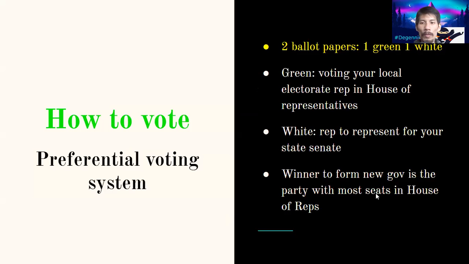So, how to vote in the Aussie elections. In Australia, it's a preferential voting system. You're given two ballot papers, one green, one white. The green ballot paper is for voting for your local electorate rep into the House of Representatives in Parliament. Your white ballot paper is for voting for the rep to represent your state in the Senate. The winner to form the new government is the party with the most seats in the House of Representatives.